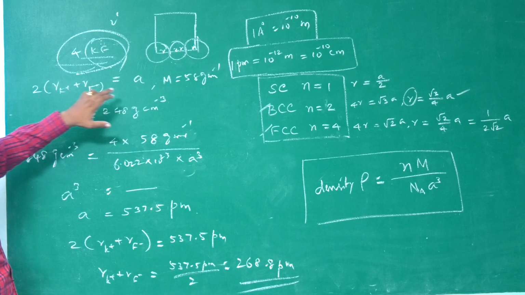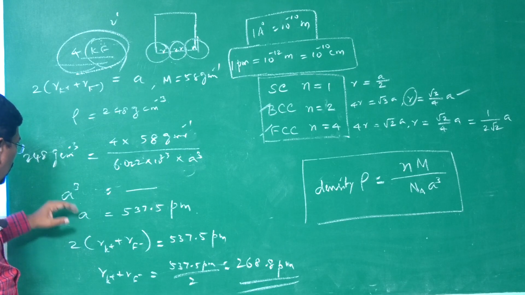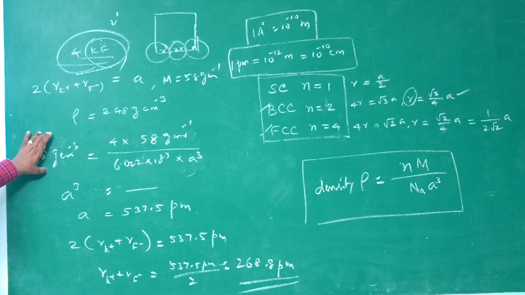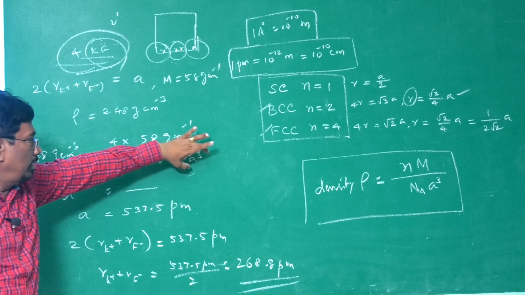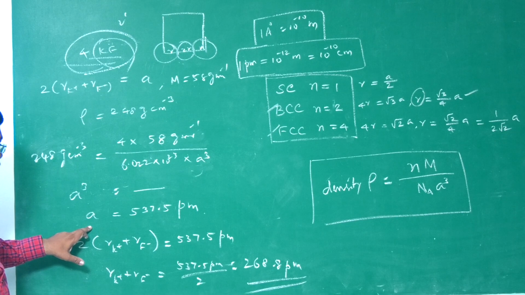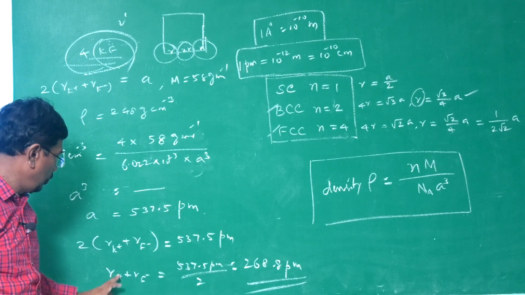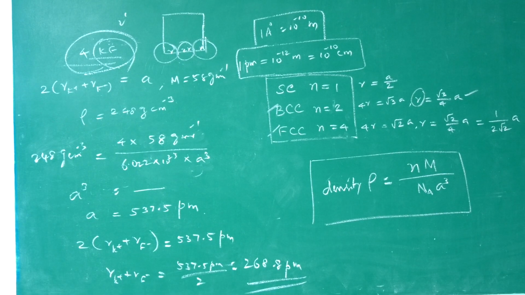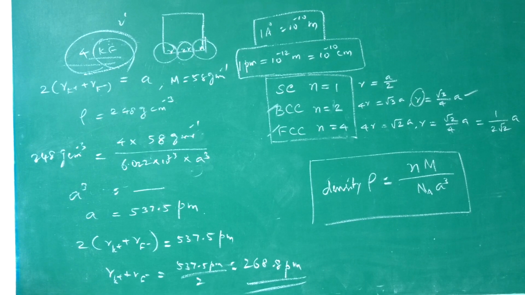Once you know this concept, after getting A cube, you have to get A, because we know the formula: density rho is equal to number of atoms or number of molecules, whatever it may be, into molecular mass, divided by Avogadro number times volume, A cube. Once A cube is calculated, take the cube root to get A, and then 2 into length will give this. So R K plus plus R F minus equals that divided by 2, that is all. This type of problem we can also solve easily. Next, let me go into the 6th sum, immediately the next sum.